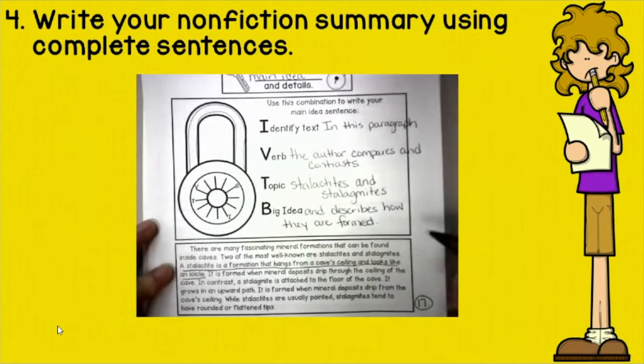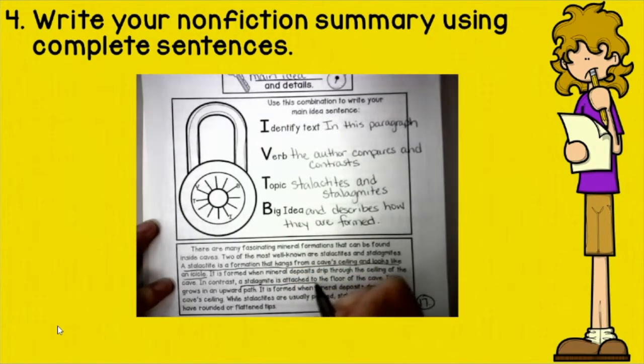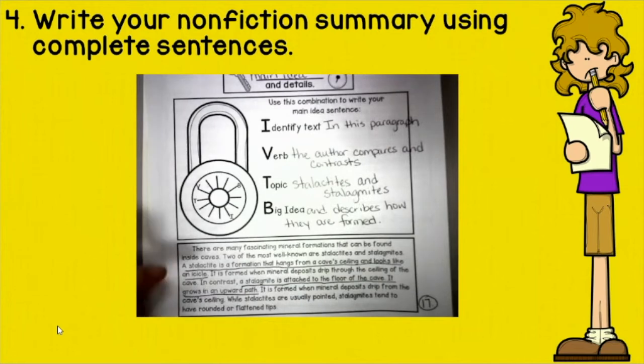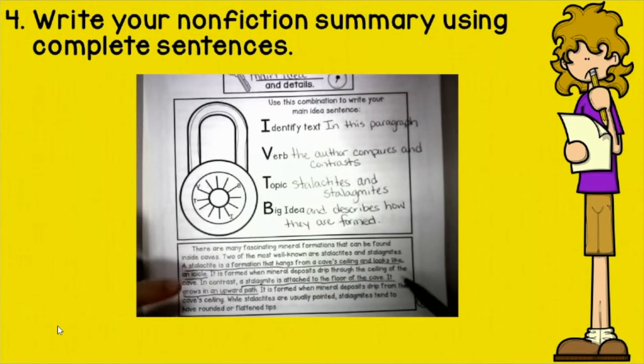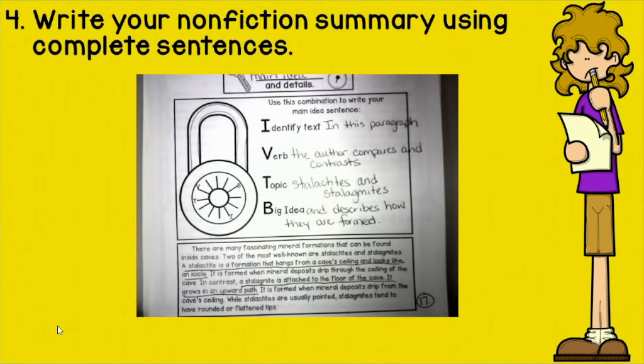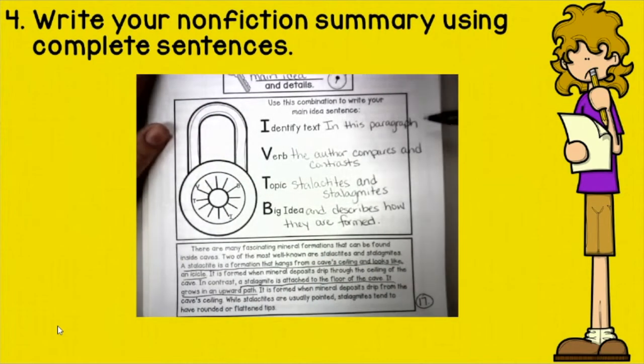All right, but what about a stalagmite? Oh, here we go. A stalagmite is attached to the floor of the cave and it grows in an upward pattern. So these are 2 important, not just interesting, but important details that we would want to put alongside that. So if you put this all together, you would have an excellent summary. In this paragraph, the author compares and contrasts stalactites and stalagmites and describes how they are formed.